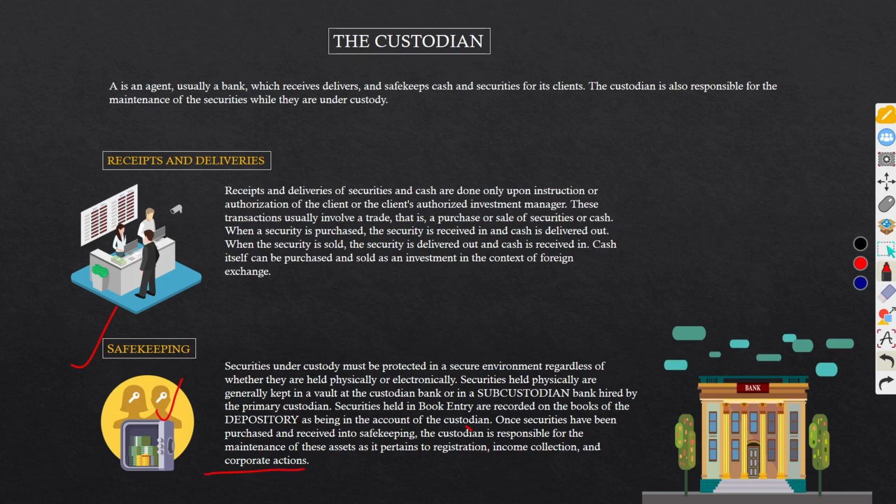So once you hold the securities of any client under your safekeeping obligation, which basically means in your vault, then that custodian is responsible for corporate action and income collection on behalf of that particular client as well. So this is how the custodian's role comes into the picture.